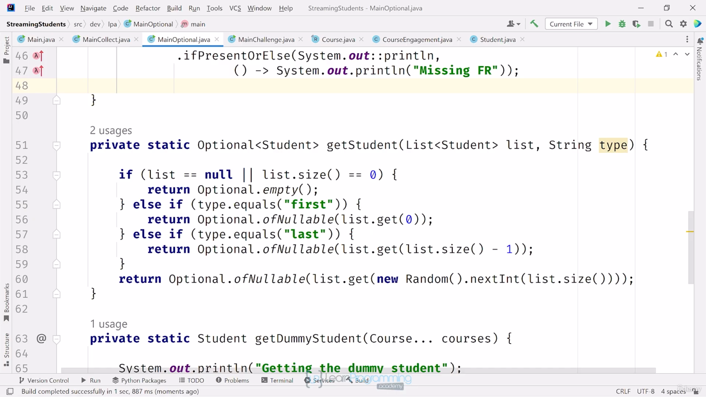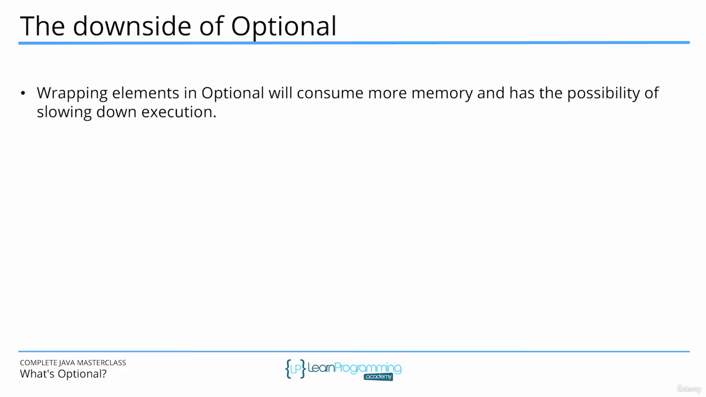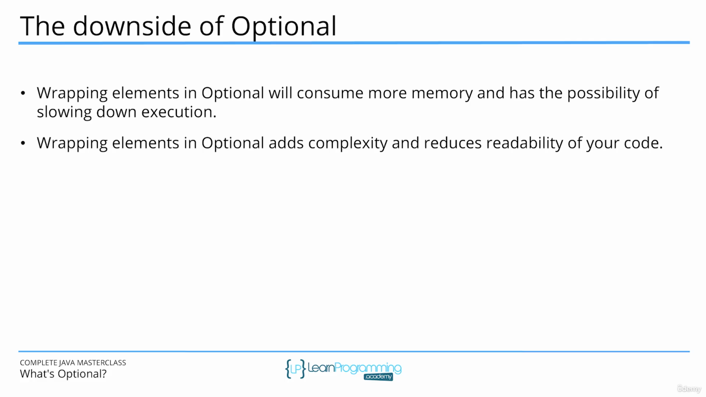I'll end this video here with a slide, a word of caution. Some developers took the Optional class and really ran with it to try and solve that most common exception, the null pointer exception. It's kind of important to remember that this type was designed to be a return type from a method. You should exercise some caution trying to use it in other situations, for every getter or local variable, for example. Wrapping elements in optional will consume more memory and has the possibility of slowing down execution. Wrapping elements in optional adds complexity and reduces readability of your code.